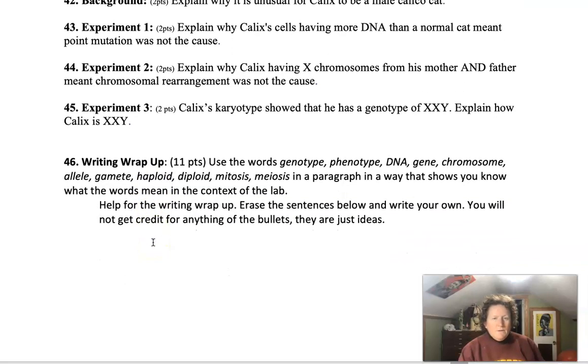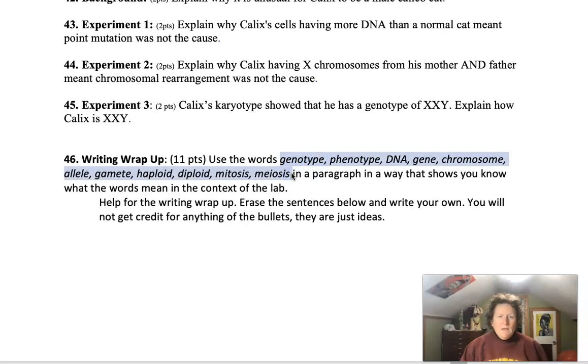And you can do the writing wrap-up, which means you use all of these words in sentences. You don't have to use every word in a separate sentence. I encourage you to use several words in the same sentence and write a short paragraph. It can only be 3 or 4 sentences is kind of what I'm looking for, using all of those words.